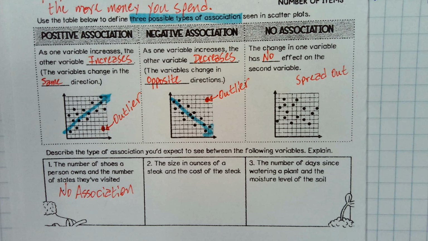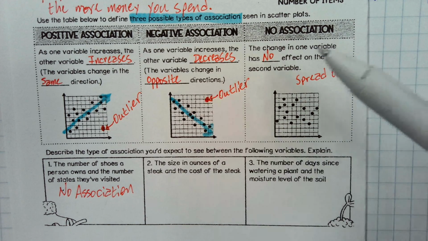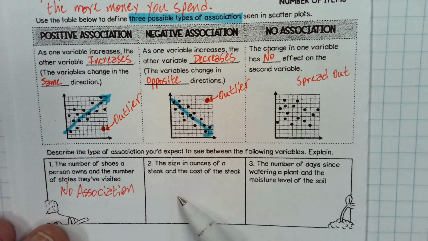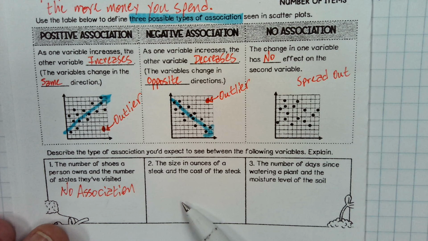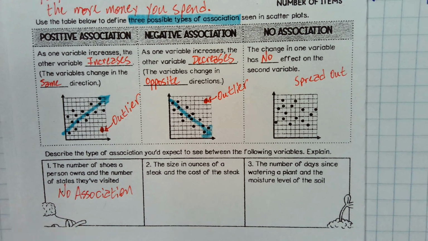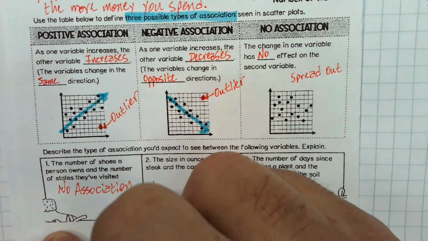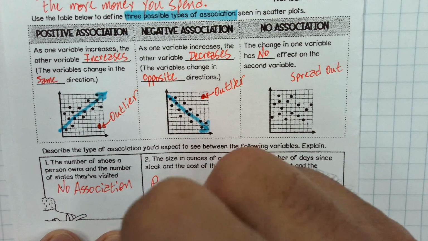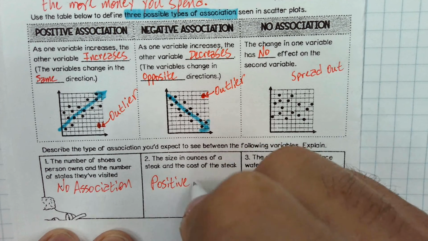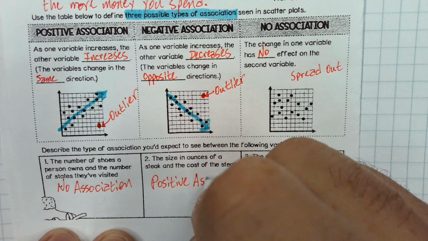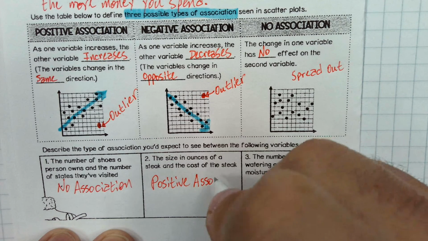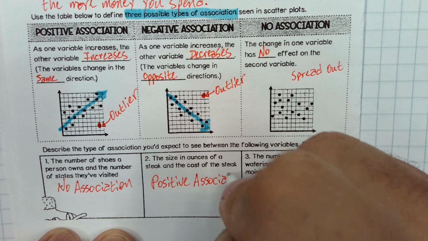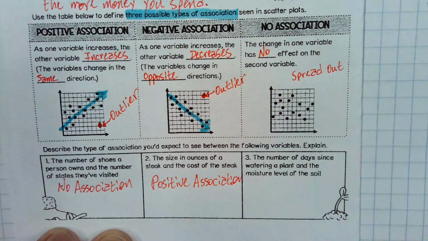Okay, so would that be positive, negative, or no association? What do you think? Positive, yeah. The bigger the steak, what does that tell us about the cost of the steak? Yeah. So that's definitely positive. That's a positive association.